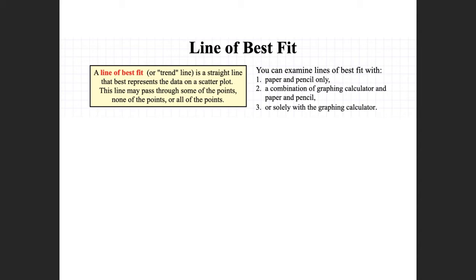So a line of best fit. A line of best fit, or trend line, is a straight line that best represents the data on a scatter plot. This line may pass through some of the points, none of the points, or all of the points. You can examine lines of best fit with paper and pencil, or a combination of graphing calculator and paper. Now, we're going to be dealing with paper and pencil for most of this. I don't want you guys using a calculator to do this work. So please just do all your graphing on a piece of paper.